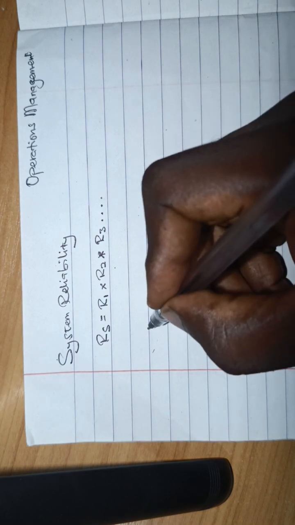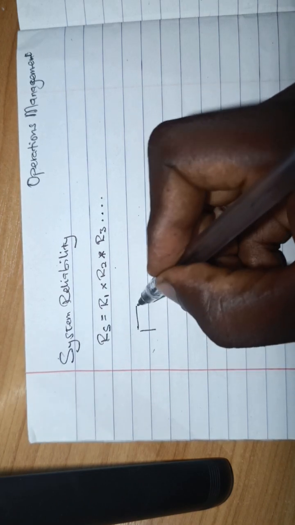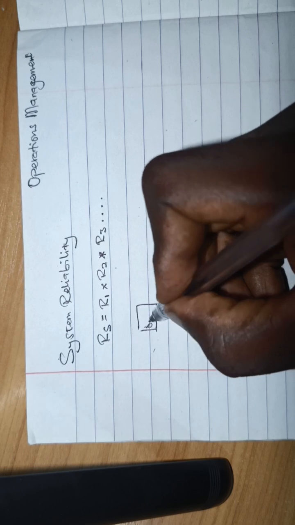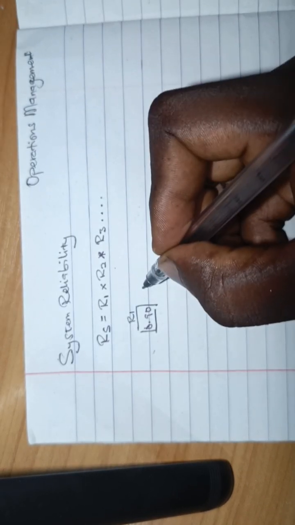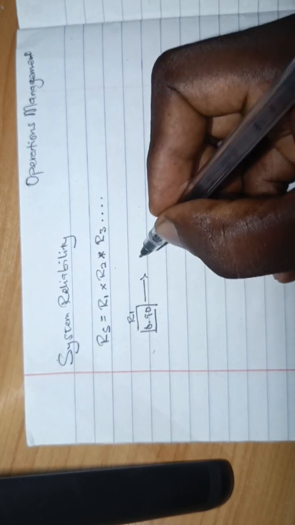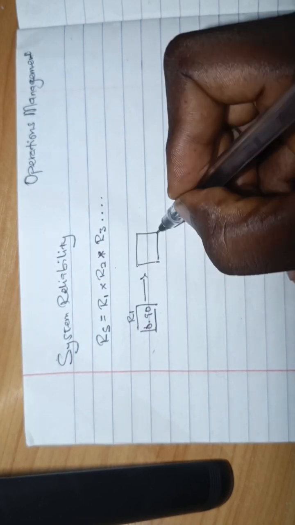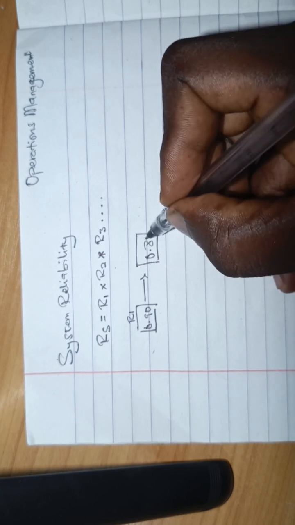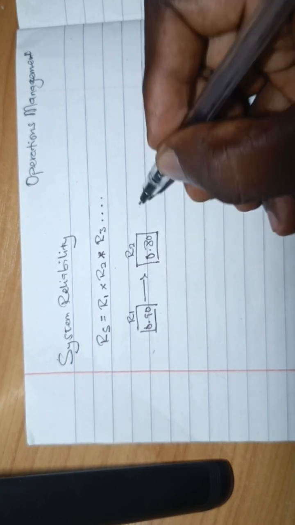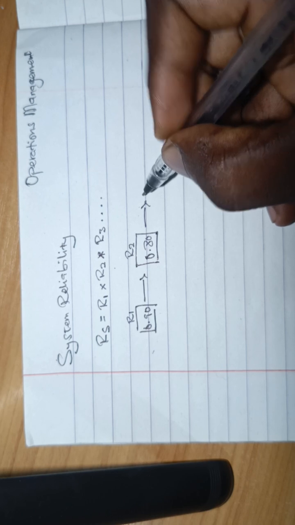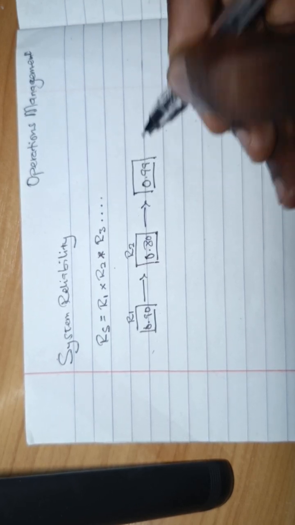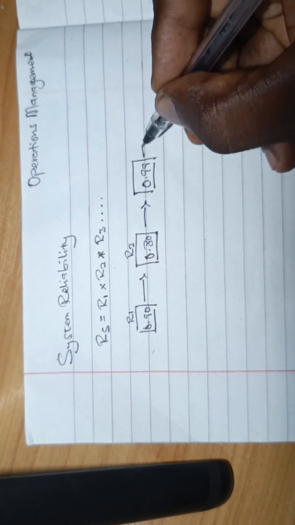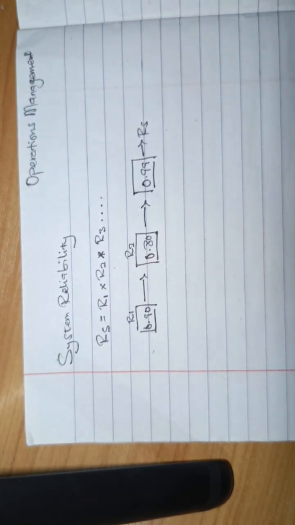So let's take for example, we have 0.9. This is a component. I'll label it as R1. Then we have 0.8. This is the R2 component. Then we have 0.99. So this is our system. This is the system that we have.